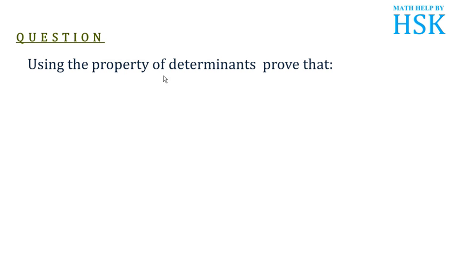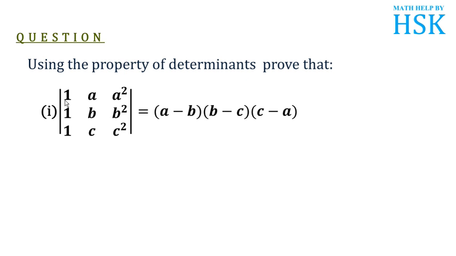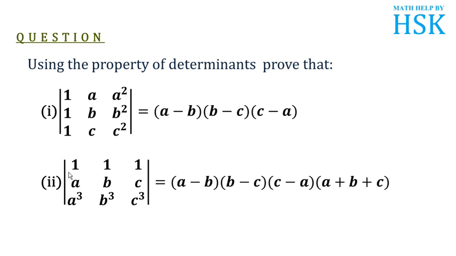The question is like this. Using the property of determinants, prove that in the first part, the determinant |1 a² ; 1 b² ; 1 c²| is equal to (a − b)(b − c)(c − a). In the second part, we have to prove that the determinant |1 a a³ ; 1 b b³ ; 1 c c³| is equal to (a − b)(b − c)(c − a)(a + b + c).